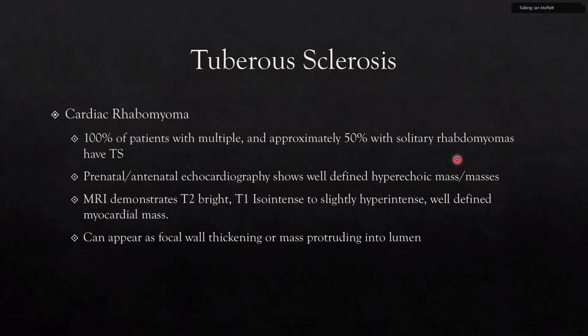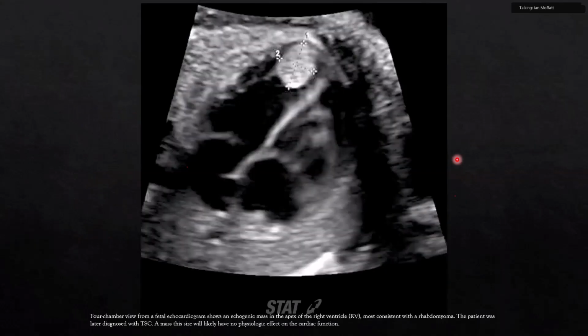This is less likely for us to see, but important nonetheless. Cardiac rhabdomyomas, 100% of patients with multiple and approximately 50% of patients with solitary rhabdomyomas have TS. Can often be diagnosed on prenatal and antenatal echocardiography and shows as a well-defined hyperechoic mass or masses. MR demonstrates T2 bright, T1 isointense to slightly hyperintense, well-defined myocardial mass. They can also appear as just focal wall thickening or a mass protruding into the lumen.